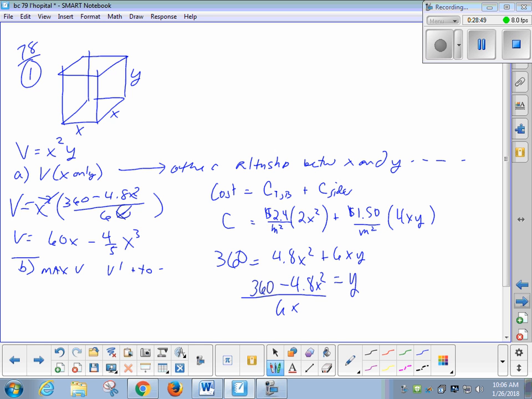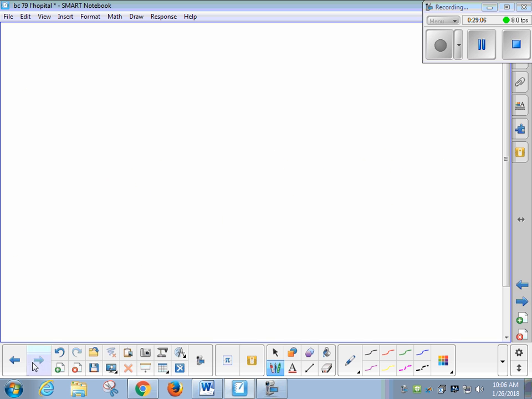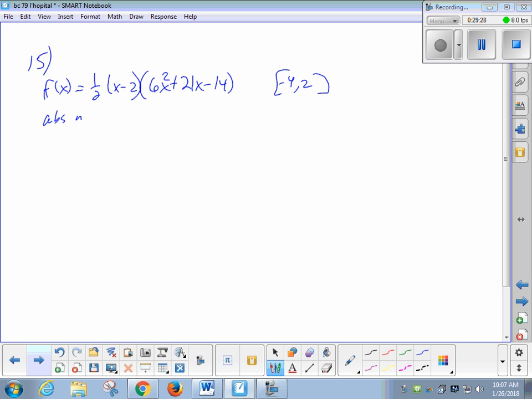Okay. And then 15. All right, here we go. That looks like some calculation to be done. So f, what do we call f? F of x is negative 42, absolute max and min.